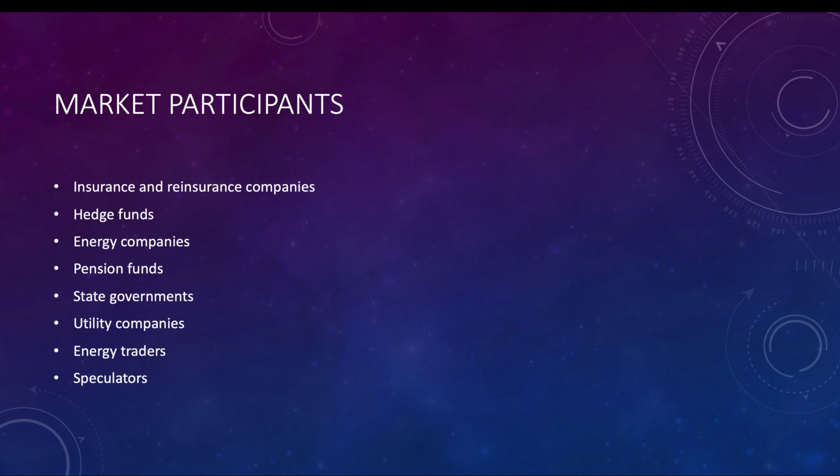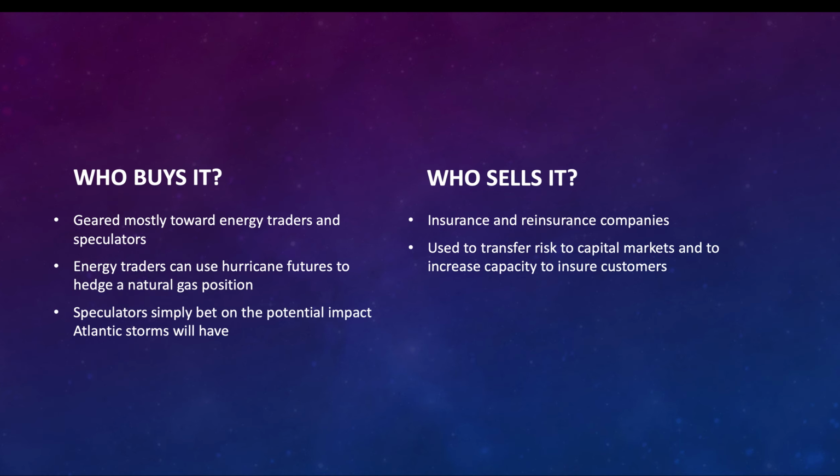The market participants, obviously insurance and reinsurance companies, hedge funds, energy companies, pension funds, state government, utility companies, energy traders, and speculators. Who buys it? It's geared mainly towards energy traders and speculators. They can use these futures to hedge a natural gas protection as hurricanes disrupt that industry quite significantly. Speculators simply bet on the potential impact Atlantic storms will have.